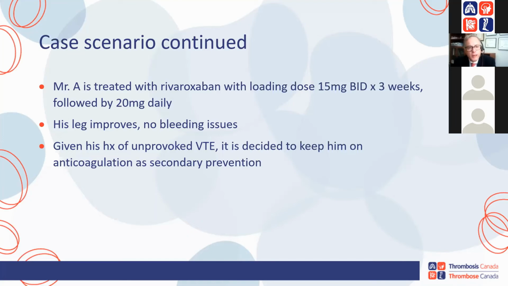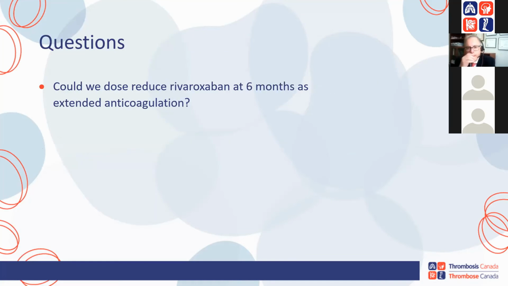Anyway, he does improve, and because he has unprovoked venous thromboembolism, it's decided to reduce his anticoagulation but continue treatment. And the question is, can we reduce rivaroxaban at 6 months as extended anticoagulation? Well, here you've got the same limitation. You're not dealing with the acute situation, but you're dealing with a situation where we have very little data, to my knowledge, on the long-term efficacy of reduced dose rivaroxaban, in this case 10 milligrams a day, as per the Einstein trials and extension trial, in terms of the efficacy for secondary prevention.